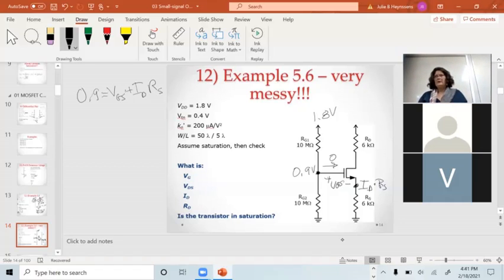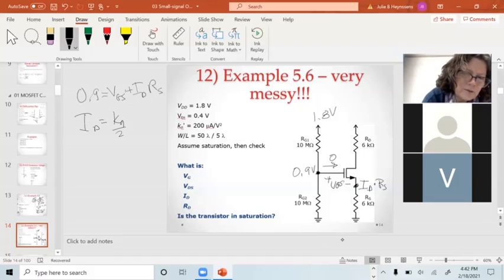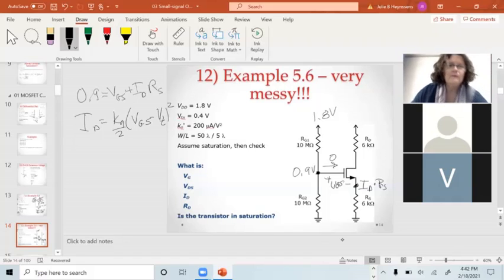It doesn't help us a lot because we know what RS is, but we've got one equation and two unknowns. We need to get a second equation that relates ID to VGS. What's the other one I know? ID equals Kn over 2 times VGS minus VT squared. We've got a system of two equations and one of them is quadratic.